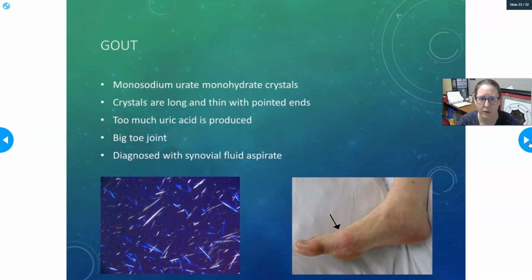Next is gout. In gout, we have the accumulation of monosodium urate monohydrate crystals in the joints. These crystals are long and thin with pointed ends, and look like little, really sharp toothpicks. They are due to an overproduction of uric acid, and they tend to settle mostly in the big toe joint, but they can settle other places. They are diagnosed with a synovial fluid aspirate of the inflamed joint, and in that aspirate you would see these monosodium urate crystals.